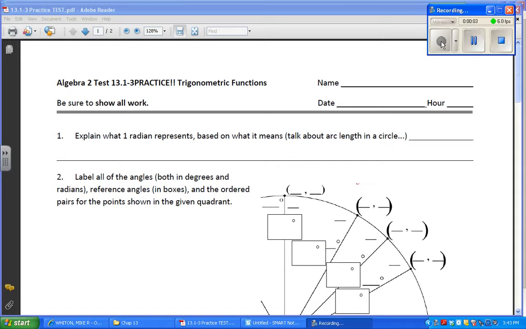Okay, I want to go over the practice test for 13.1 through 13.3, which is the trig functions and unit circle and all that good stuff. So basically, first question, I want to explain what a radian is. In this chapter, we introduced a new unit to measure angles other than just degrees.